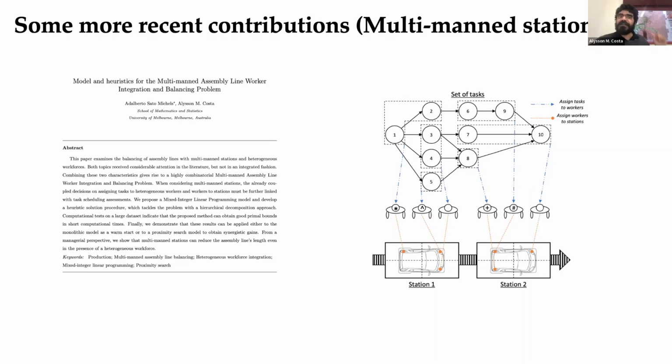I hope this gives a brief overview of what people work with when they optimize assembly lines. They are mostly thinking about balancing, sometimes sequencing, and most of the time trying to model the practical characteristics that you find in a specific industry or in a specific setting.